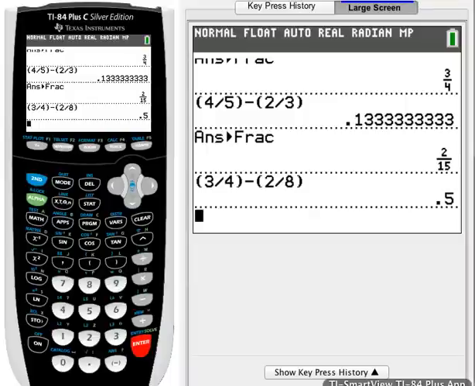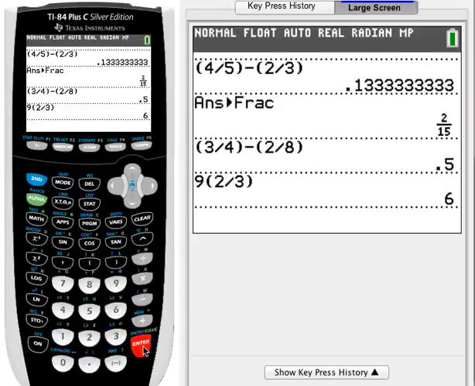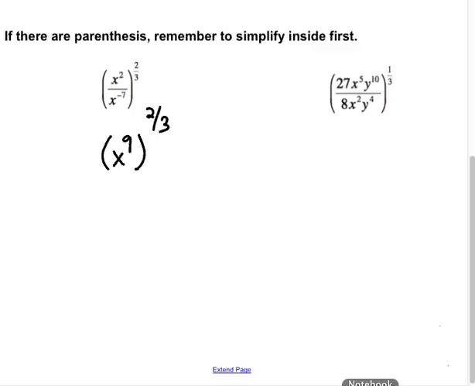So again, feel free to use the calculator to help you. Multiply those numbers together. 9 times 2/3 gives me a 6. So ultimately, this is going to be x to the 6. Okay, so power of a power, make sure you know to multiply.